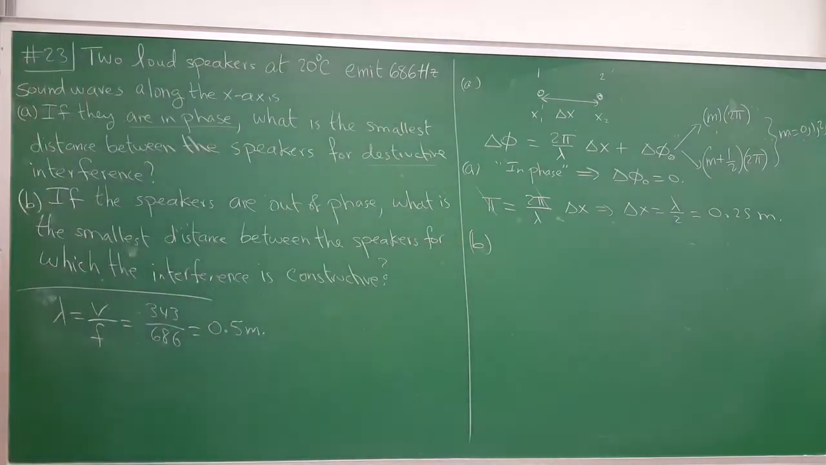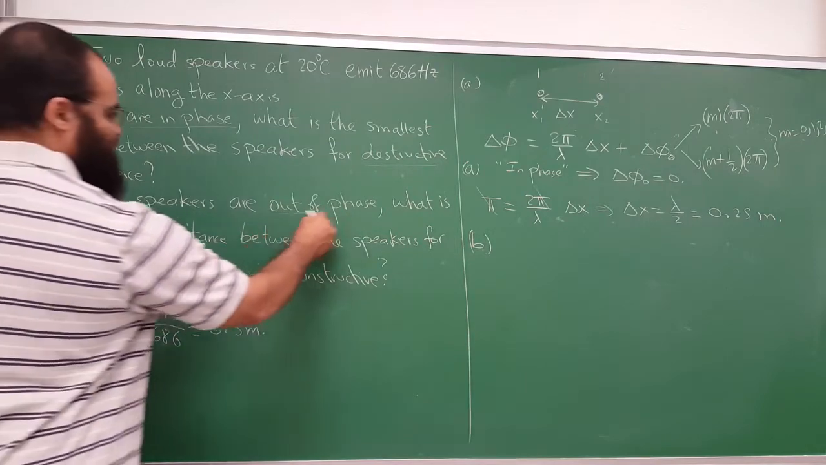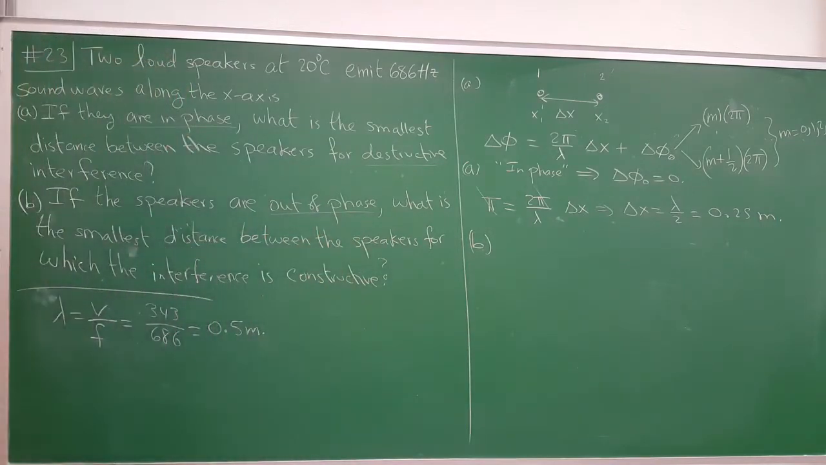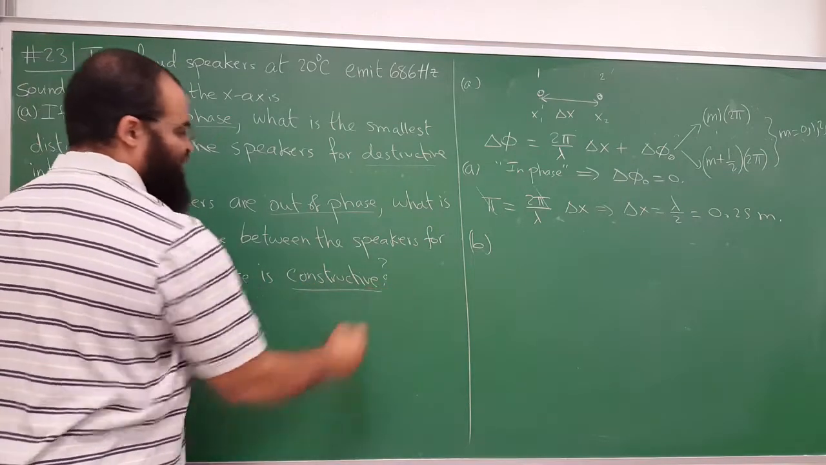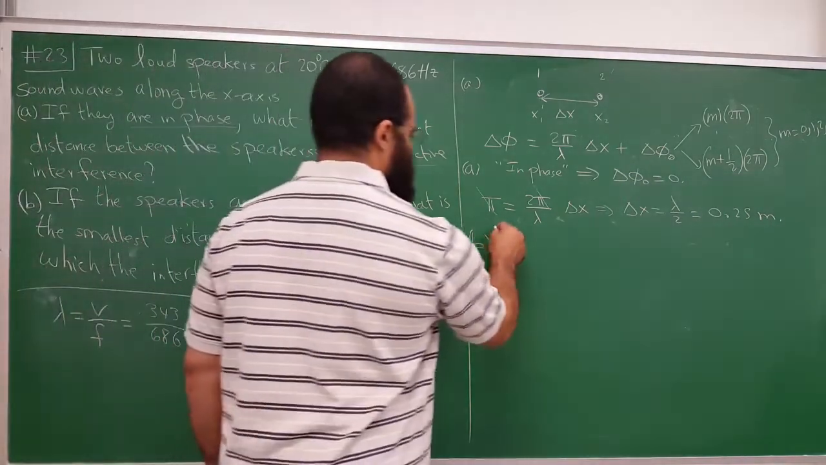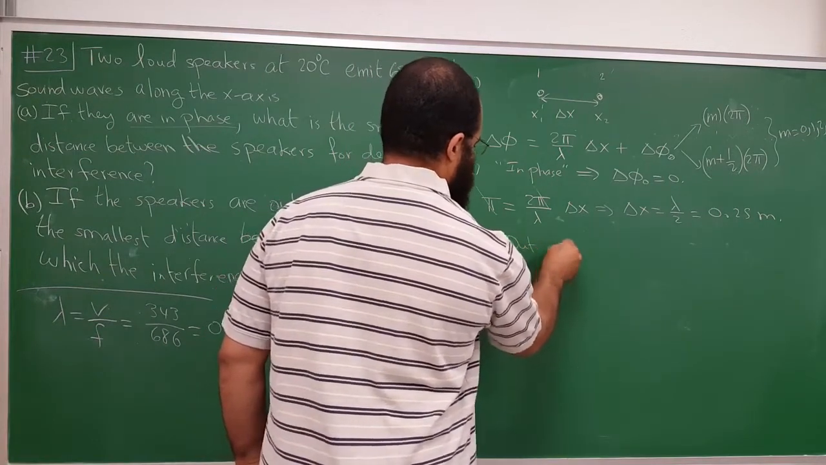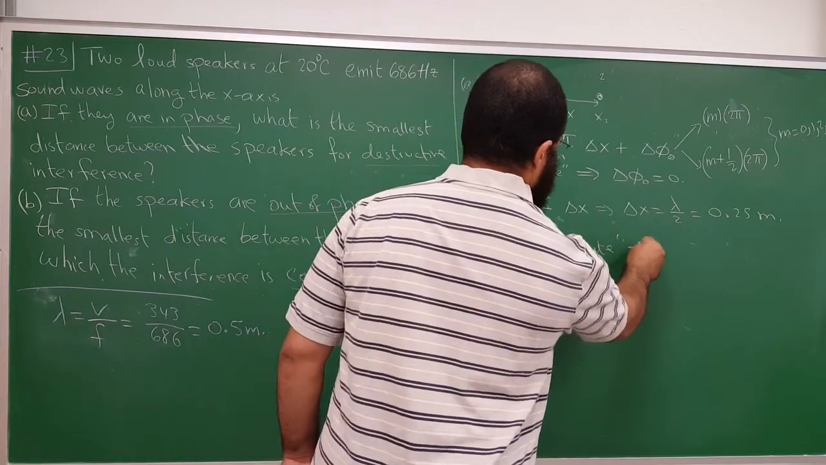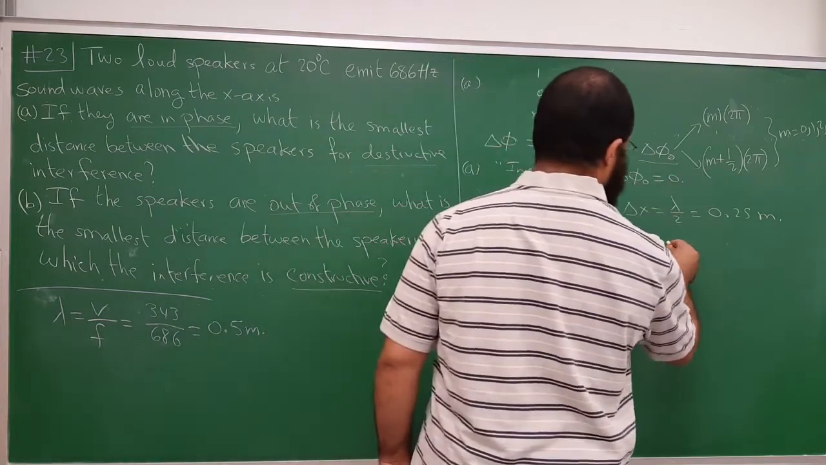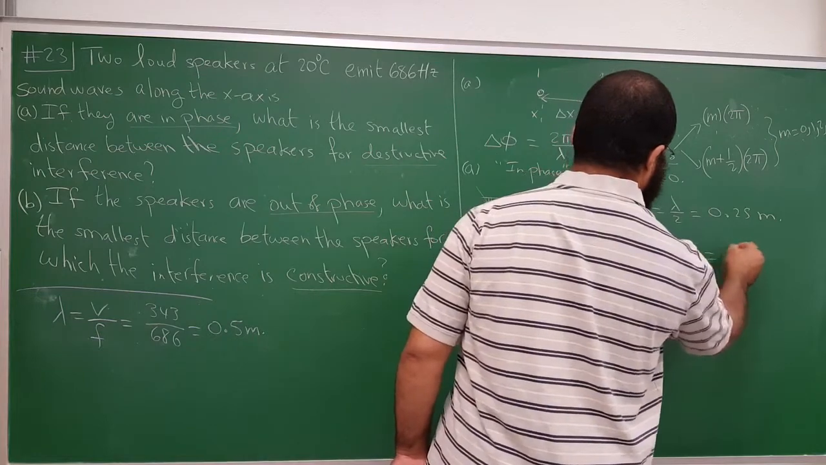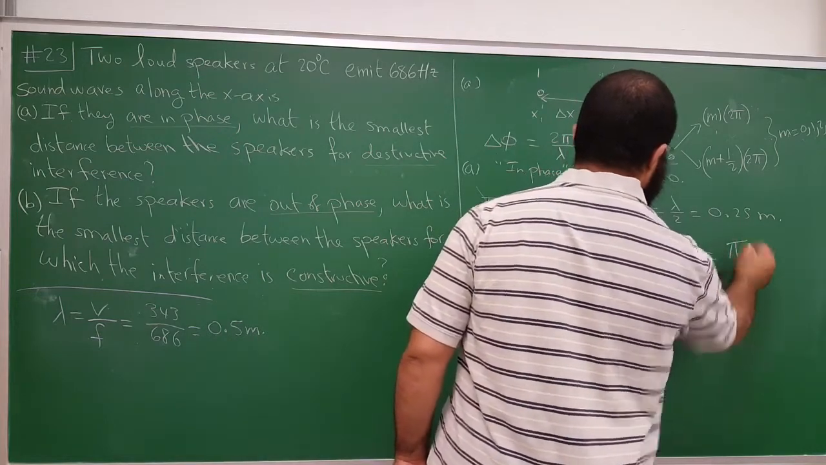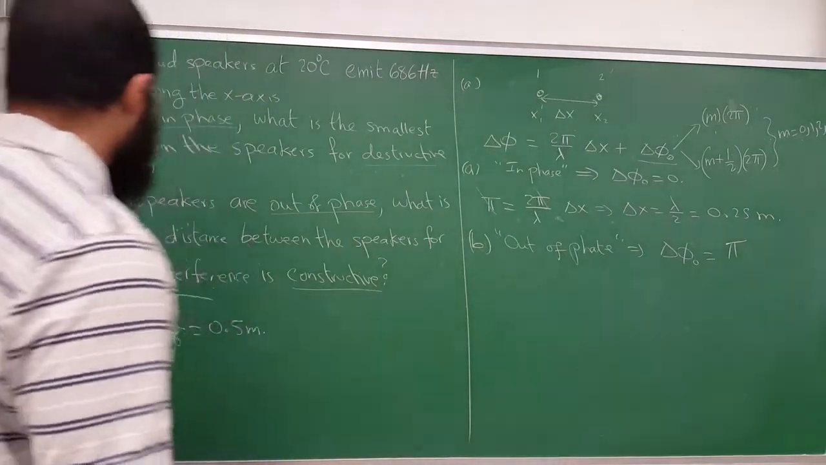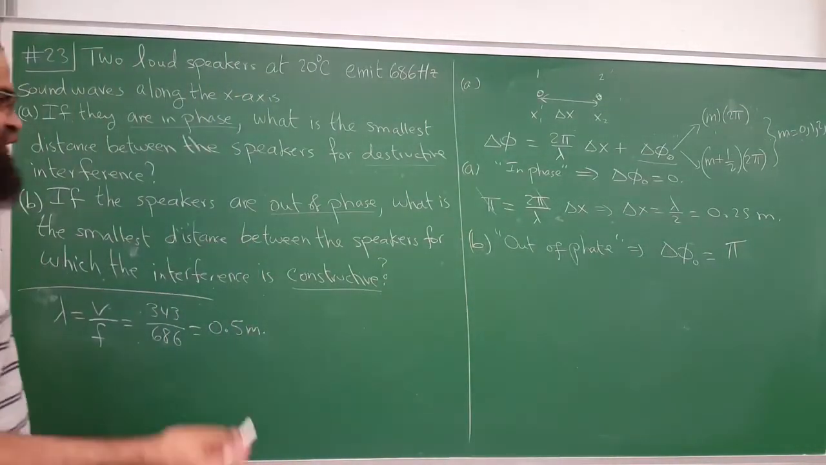Let's read it. It says, if the speakers are out of phase, what is the smallest distance between the speakers for which the interference is constructive? So the speakers are out of phase. That means delta phi 0 here is pi. So to begin with, they're out of step or out of phase. So that's a pi. They want the smallest distance for which the interference is constructive.